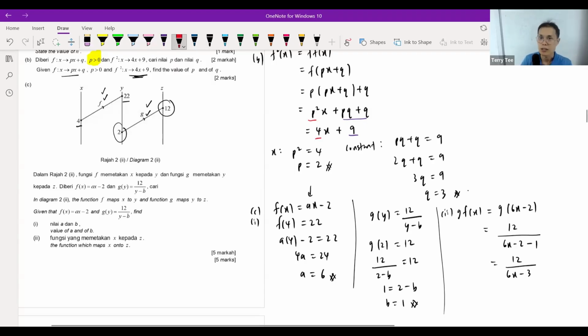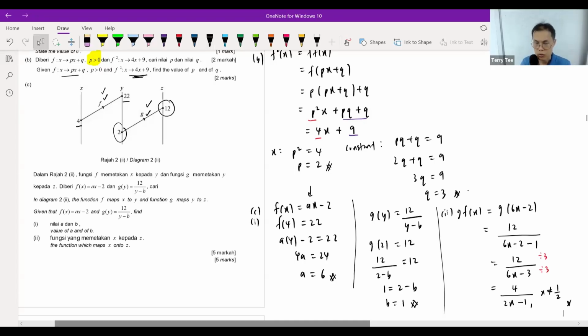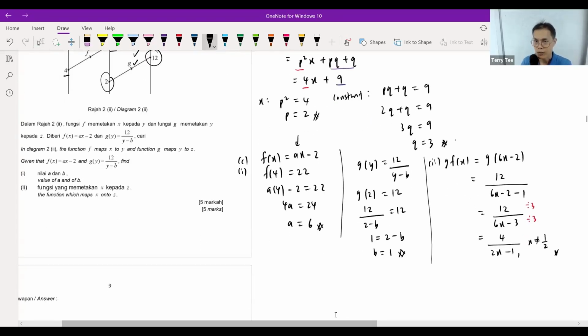Now notice we can simplify further by dividing top and bottom by 3. 12 divided by 3, you get 4. 6 divided by 3, you get 2. 3 divided by 3, you get 1. So your gf(x) is now 4 over 2x minus 1, where x is not equal to half. Now remember, a function becomes undefined when your denominator is 0. So here my denominator is 2x minus 1, right? You cannot let 2x minus 1 be 0. So you bring over, you divide by 2, your x is half. So normally we have to write x not equal to half. Your x can be any number except half here.